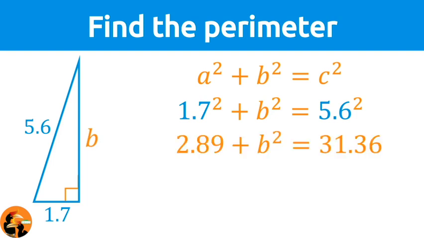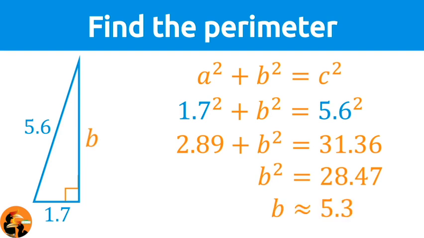Simplifying gives us 2.89 plus B squared equals 31.36. Next, we subtract 2.89 from both sides. So B squared equals 28.47. And then we take the square root. So B is approximately 5.3.